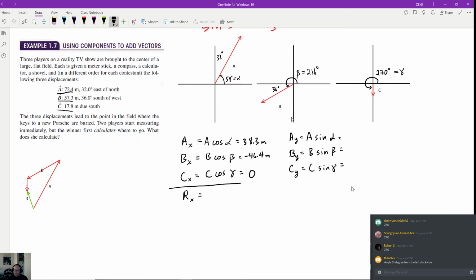Please feel free to check these yourselves and tell me what you get. You should get all the same answers that I get as long as your calculator is in degrees. Okay, does anyone disagree with these numbers? Okay, if not, we just have to directly sum these to get our answer.